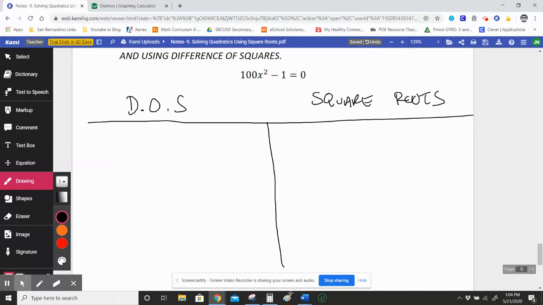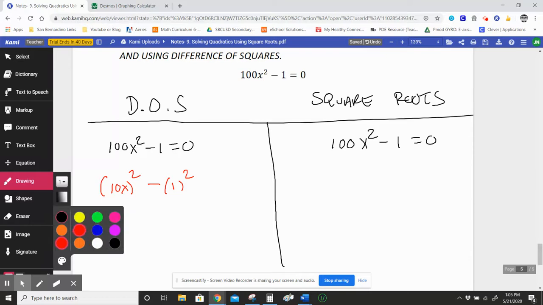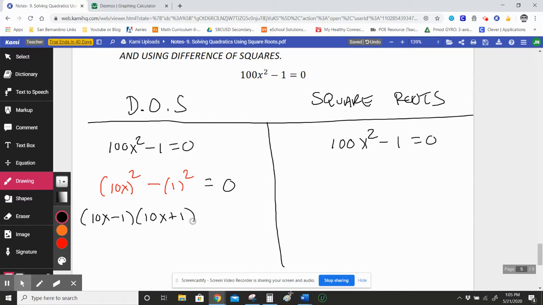Okay, so on the left-hand side, we're going to get 100x squared minus 1 equals 0. Right-hand side, same thing, 100x squared minus 1 equals 0. On the left-hand side, I'm going to be using difference of squares. They both have perfect squares. This is actually (10x) to the power of 2 minus 1 to the power of 2. Therefore, this is a difference of perfect squares, which means I can factor it using the difference of squares formula, which is (10x minus 1) multiplied by (10x plus 1) will be the factorization of these two perfect squares subtracted.